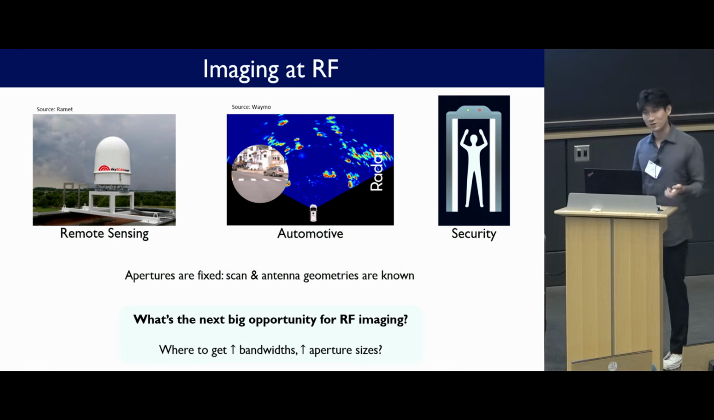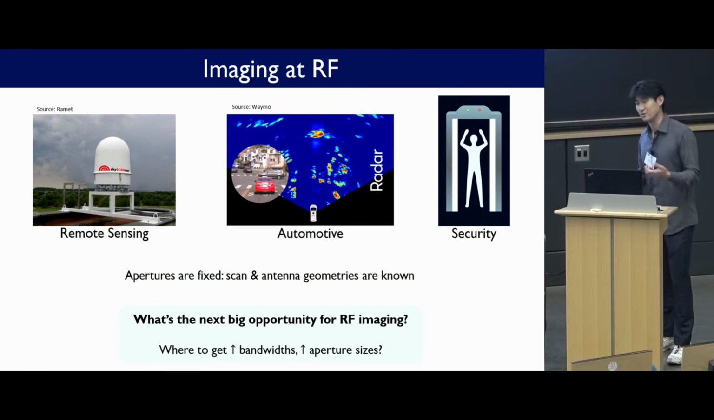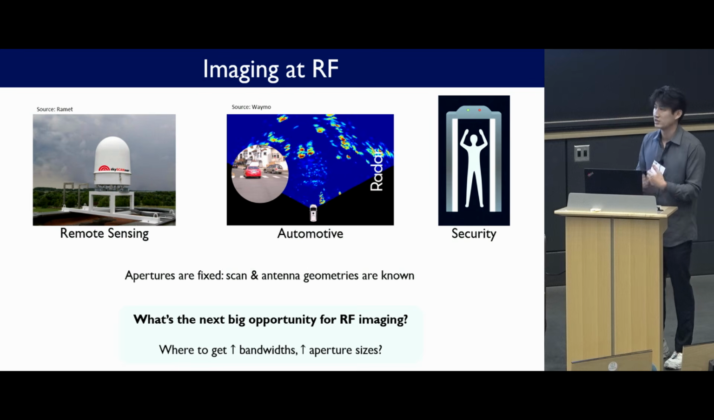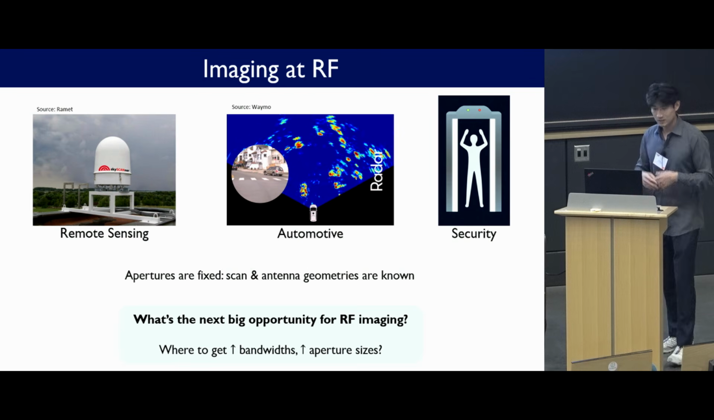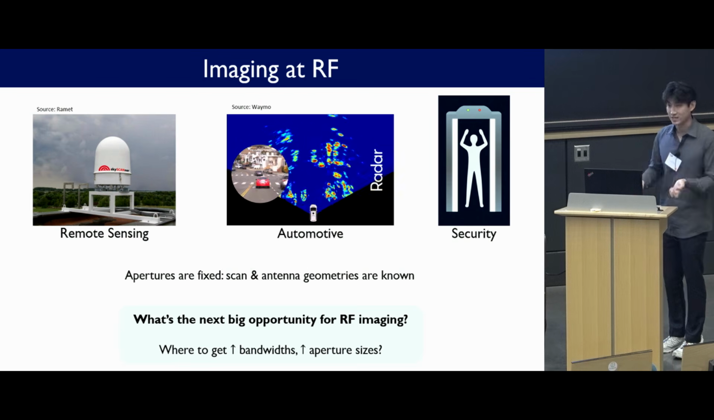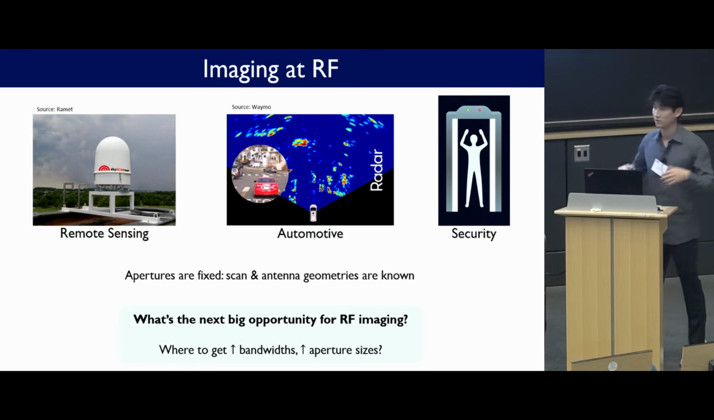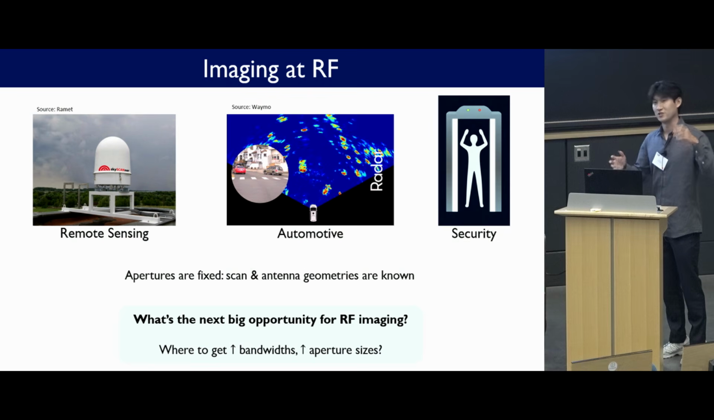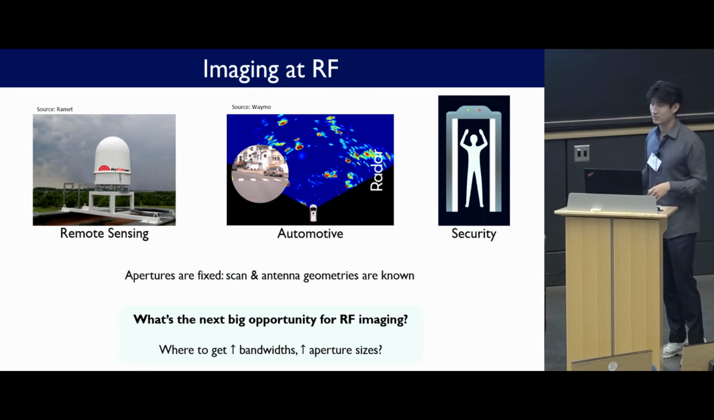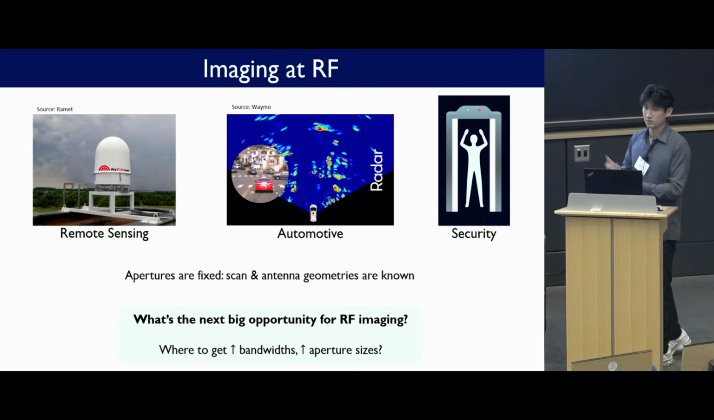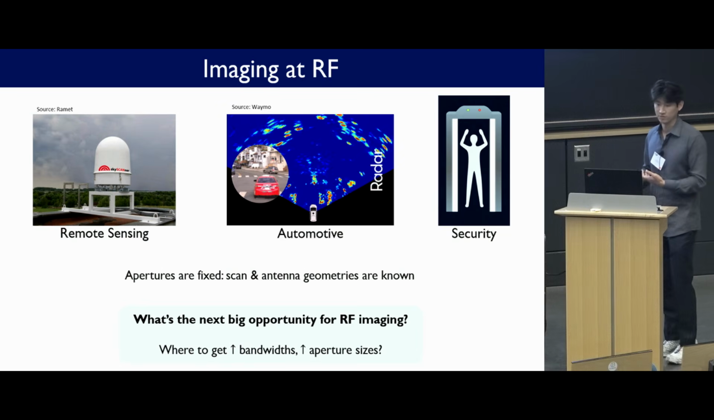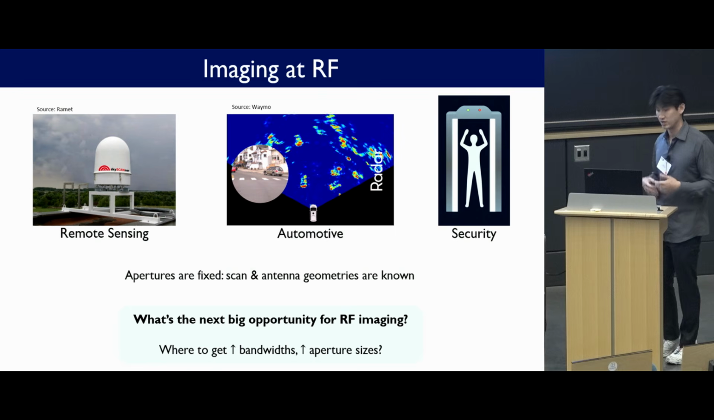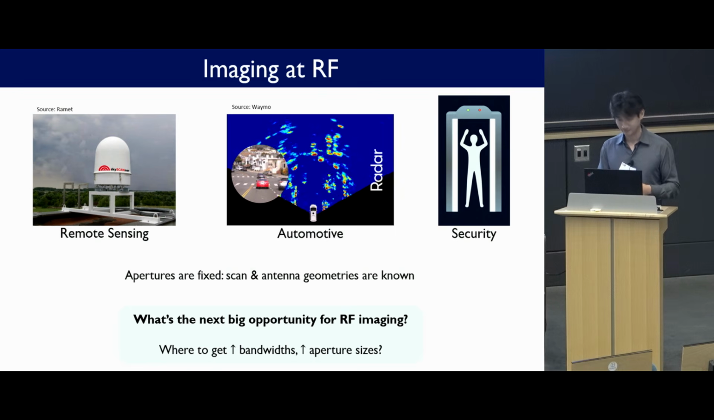So the question that our group and a lot of people in the wireless space are asking is, what is the next big opportunity for RF sensing and imaging specifically, right? All of these systems have fixed apertures, either mechanical scanning or fixed antenna patterns on their chips. And so barring just increasing the size of these systems, how do we actually push the resolution? How do we develop new systems with improved resolutions? What this basically amounts to is, where can we get higher bandwidths and larger aperture sizes?